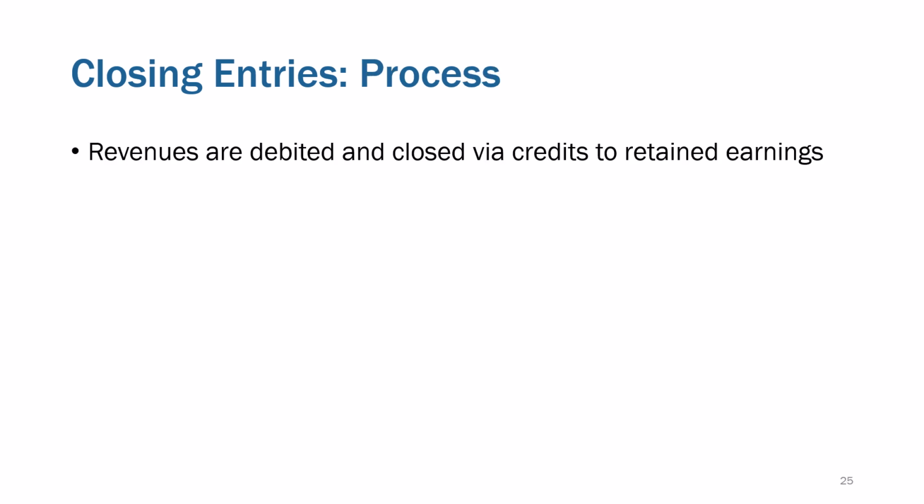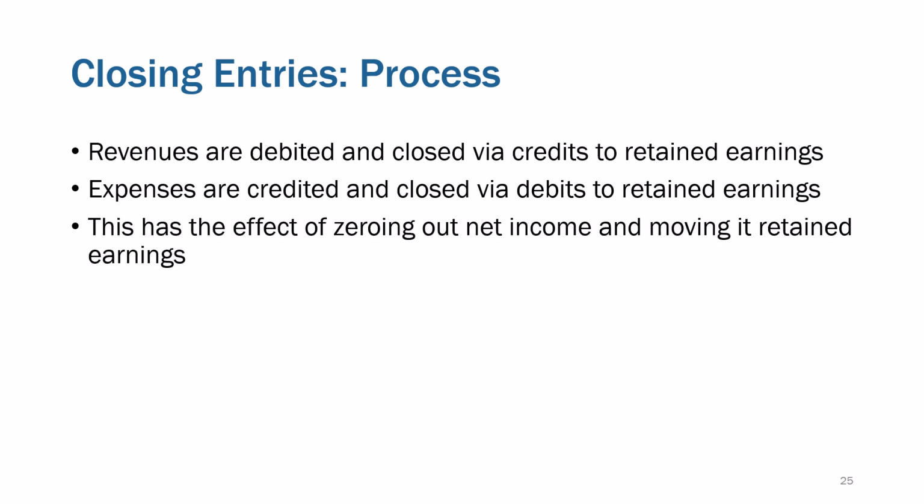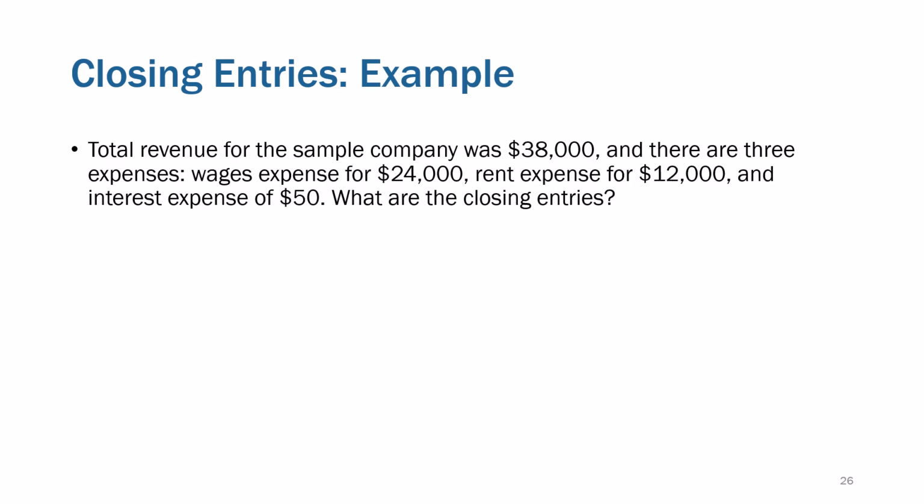So revenues, this is where we're going to debit them, and then we close them out with credits to retained earnings. Expenses in the closing entries is where we credit them and close them out via debits to retained earnings. It zeroes out net income because it zeroes out the revenues and expenses, and it moves it to retained earnings. So the example here, the sample company: 38 grand of revenue, wages of 24 grand, rent of 12 grand, interest of 50.